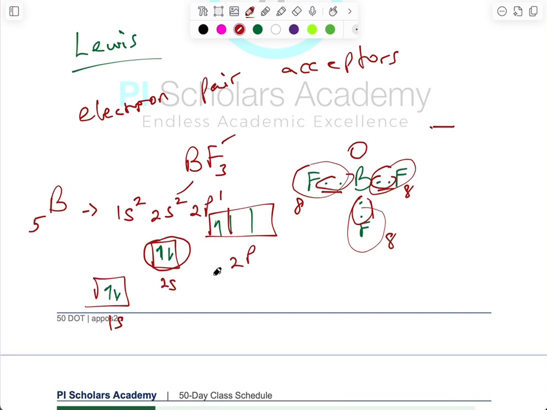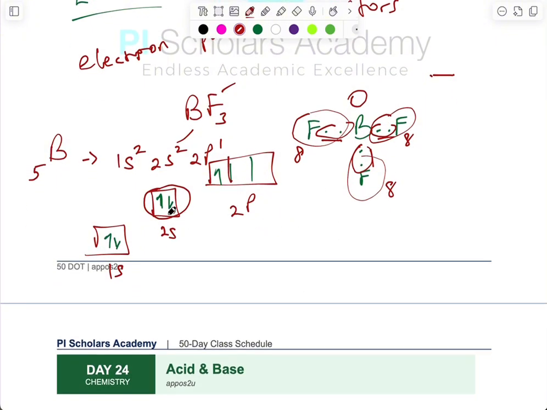So excitation needs to take place. Instead of 2s having 2 electrons, there is excitation such that now you are going to have this. This is your 2s and this is 2p. So you're going to have this.